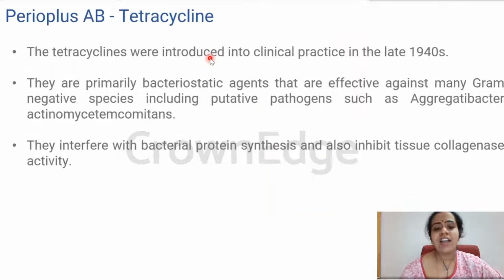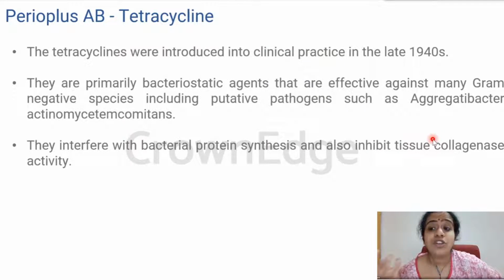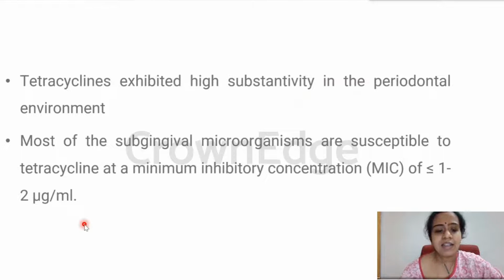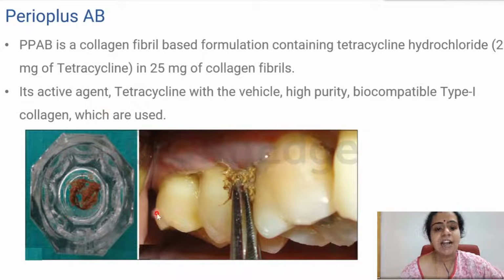And the second major effect of tetracycline would be an effect on tissue collagenase, thereby reducing the soft tissue destruction that will happen at the periodontal pocket. So one of the adjunct uses of tetracycline would be as a tissue collagenase inhibitor. And Perio plus AB is specifically tetracycline fibers. This particular drug was seen to have a MIC, the minimum inhibitory concentration, of 2 micrograms per ml, and this is the clinical picture of how to place the tetracycline fibers into the periodontal pocket.